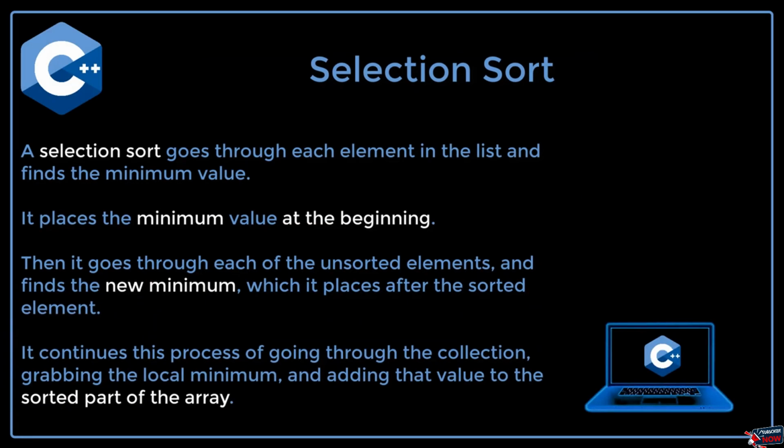In this video, we will learn about the selection sort algorithm and how to implement it in C++. A selection sort goes through each element in the list and finds the minimum value. It places the minimum value at the beginning.